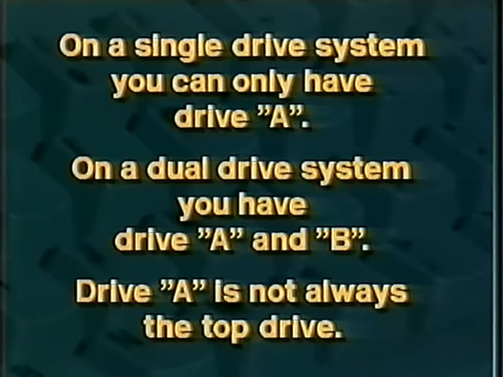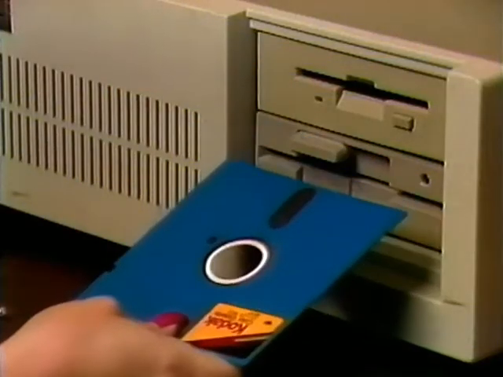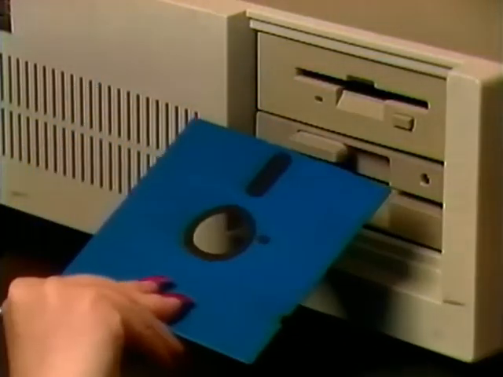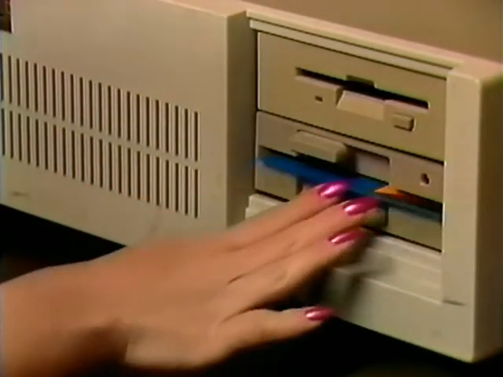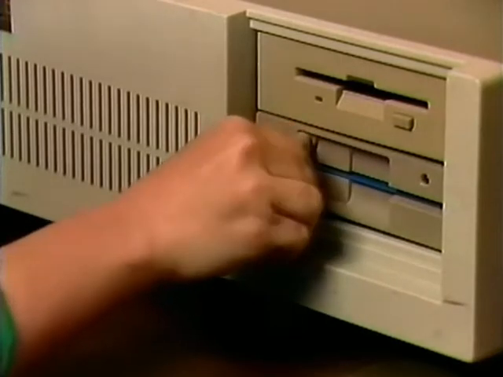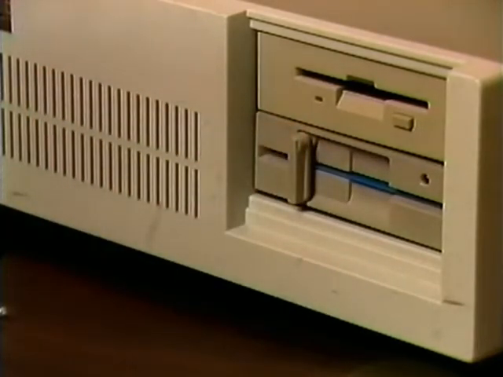But on a two-drive system referred to as a dual drive system, the second drive is drive B. The A drive is usually the top drive, but not always. You may have to check with someone to make sure which is drive A. To insert the disk in the drive correctly, make sure you have the smooth side up, the side with a label. Make sure the end with the disk exposed in the oval hole goes in first. And close the drive door.